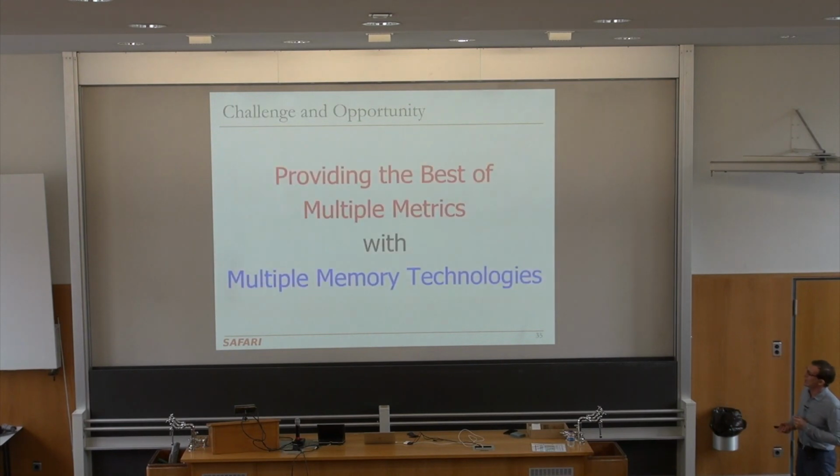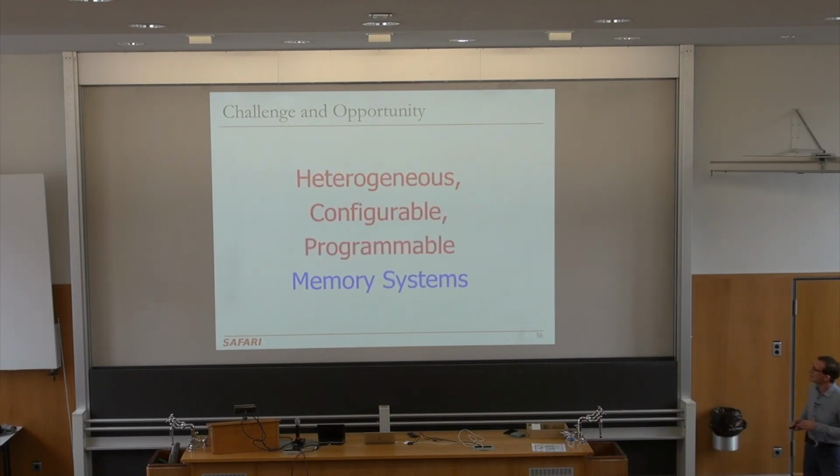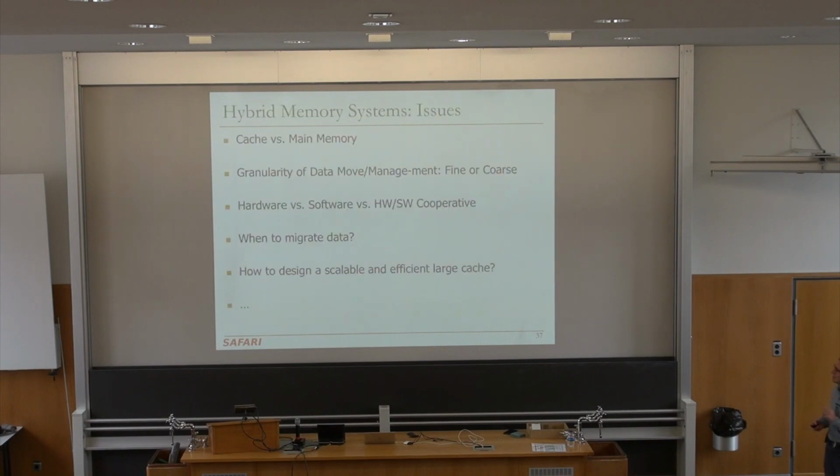So a big challenge and opportunity going into the future is somehow providing the best of multiple metrics with multiple memory technologies. I think a big challenge is also getting rid of DRAM as much as possible in the system. I didn't say that over here, but that's kind of implied. So that brings us to more heterogeneous memory systems. And I think heterogeneity requires some configurability, and certainly programmability is needed to take advantage of this, and for the many other reasons that we've discussed earlier.